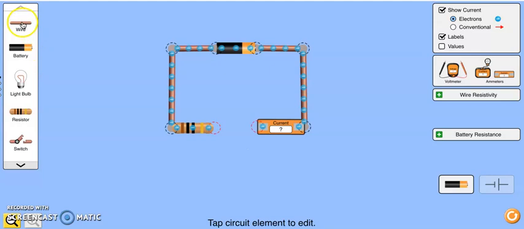Same as I do here. All right, so I'll just finish this, and we should be good. All right, so I've got 0.90 amperes in here, and we see the current flowing.